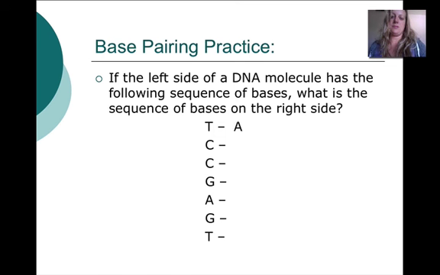So let's do some base pairing practice. T pairs with A, C pairs with G, C pairs with G, G pairs with C, A pairs with T, G pairs with C, and T pairs with A. So again, once we know one side, we can fill out the other.